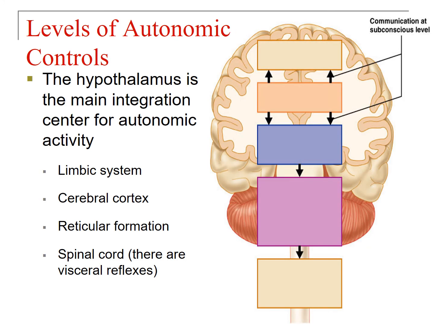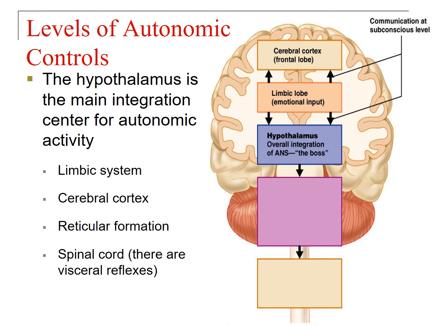Now, the hypothalamus is your main integration center for autonomic activity. So the hypothalamus is going to receive inputs from the cerebral cortex. So this could be emotional inputs or recognition inputs. And it's also going to receive input from the limbic lobe. And so the cerebral cortex can recognize something as frightening. The limbic lobe will go, hey, be frightened. So you'll receive input signals from both the limbic lobe and the cerebral cortex.